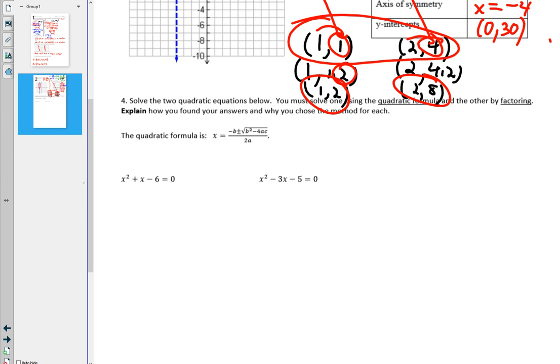Solve the 2 quadratic equations below. You must solve one using quadratic formula and the other using factoring. Okay. Let's approach this a smart way. If you look at the 2, which one do you think factoring would be preferred, or actually required, basically? Raise your hand if you think the first one. Raise your hand if you think the second one. And the rest of you are going to reserve judgment.